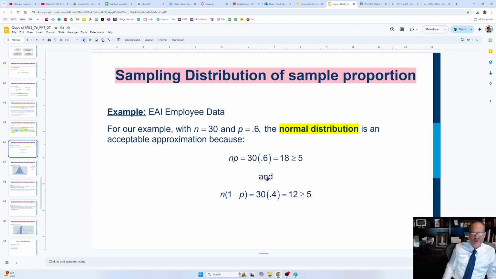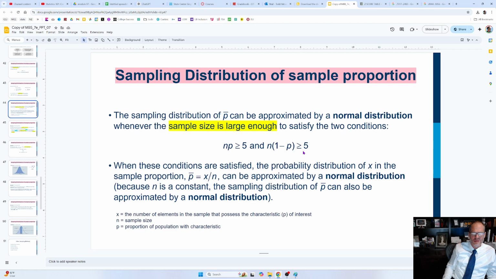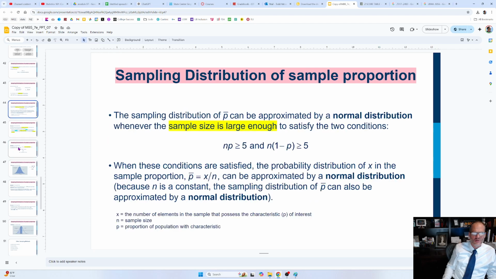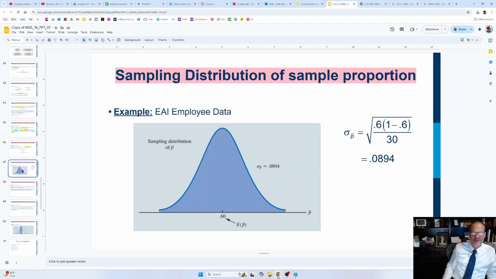And then also we have n times 1 minus p. n times 1 minus p is greater than or equal to 5. So we have 30 times 1 minus 0.6, or 30 times 0.4, and 12 is greater than or equal to 5. So we can say that this is normally distributed, and when we do that, we're able to start using the normal distribution.